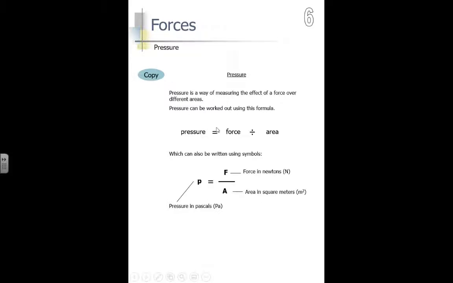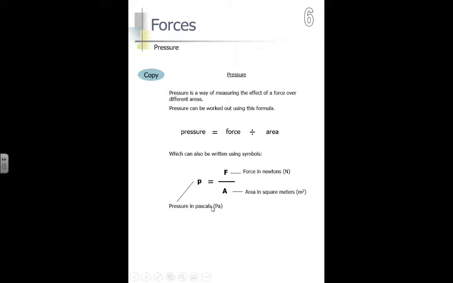What that means is if you want to know the pressure that's being applied, you look at the force and you divide it by the area in meters squared that is being pushed across. So pressure in pascals is what we measure this in.